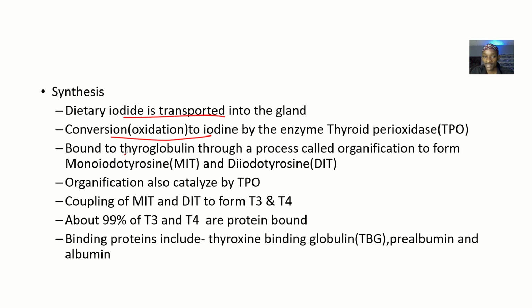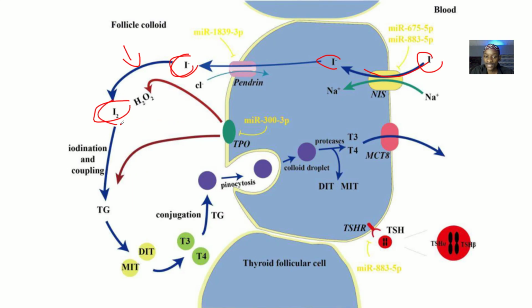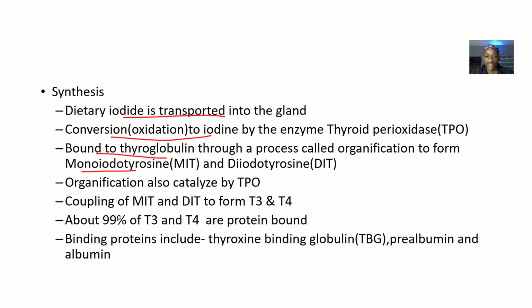Now, next, this iodine will bind to what? Thyroglobulin, through a process called organification. And the iodine will now be converted to what? Monoiodotyrosine or diiodotyrosine. Okay, so this iodine can be converted to either diiodotyrosine or monoiodotyrosine. Then next, there will be coupling, which is catalyzed by what? This thyroid peroxidase again.